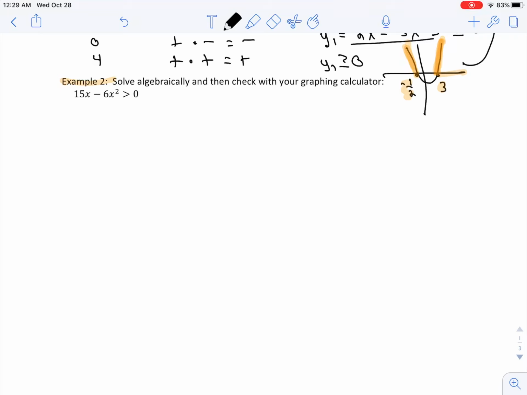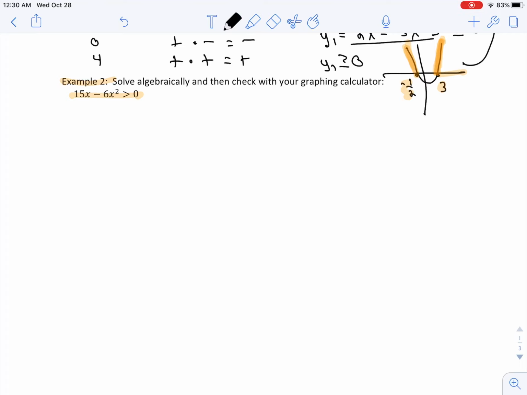We are now looking at video 2 of quadratic inequalities. So this problem says, same thing as before, we want to solve algebraically and then check with our graphing calculator. This time the inequality is 15x minus 6x squared is greater than 0.